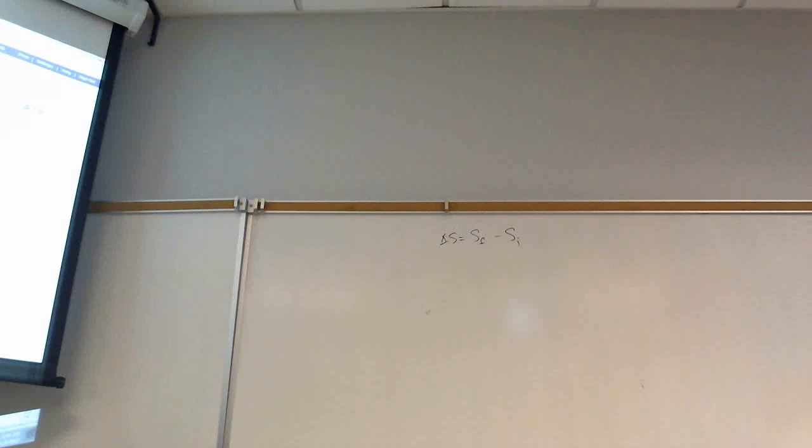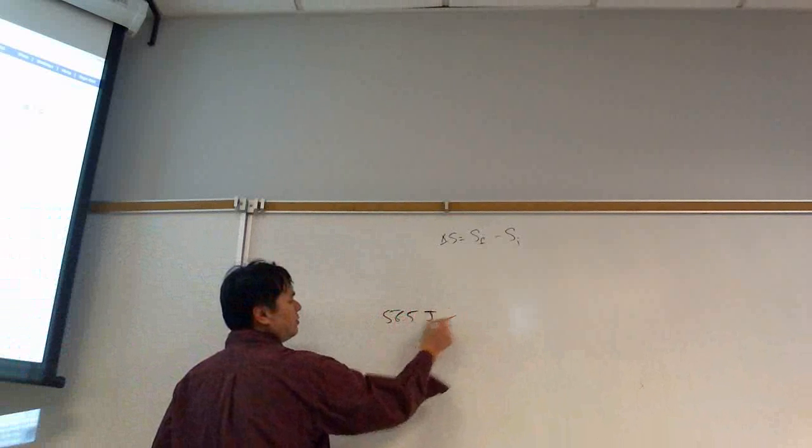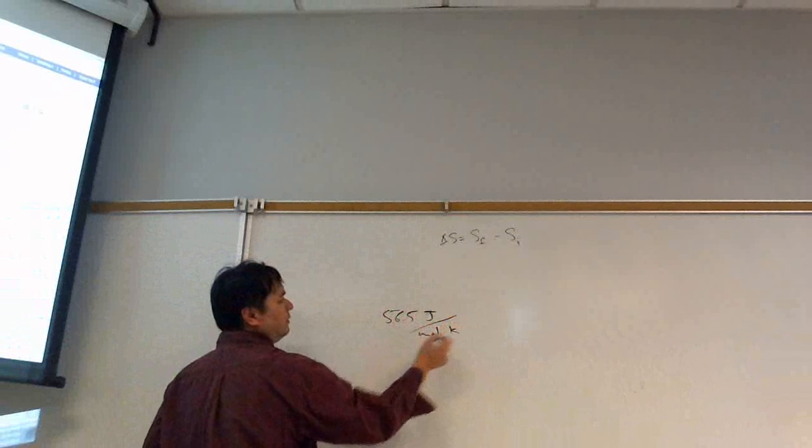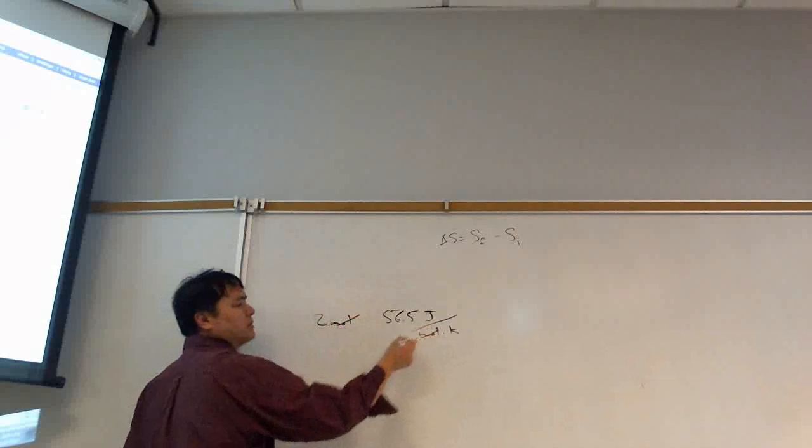You said that the entropy would double if you had twice the amount, but moles is under, or it's 1 over moles. So if you did twice the amount of moles, wouldn't it halve? Well, let's say the entropy were 56.5 joules per mole Kelvin. And so if you have 2 moles, then you want the moles to cancel out.